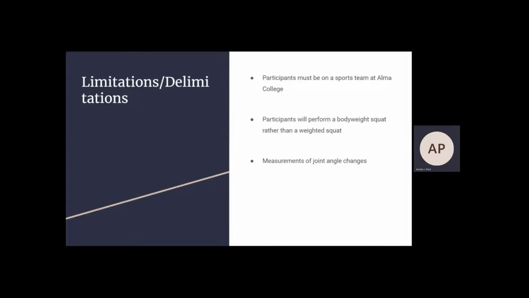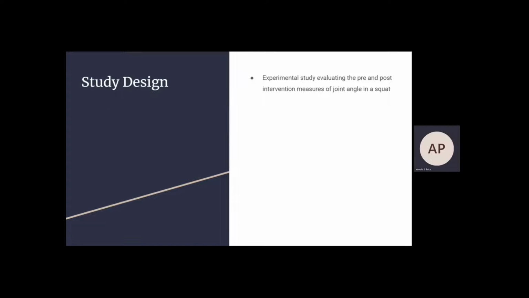To combat that variable, just the comparison of measures of joint angle from the baseline testing to the final testing will be used to determine squat depth. For this study, I will be using an experimental design to evaluate the pre- and post-intervention measure of joint angles in a squat.